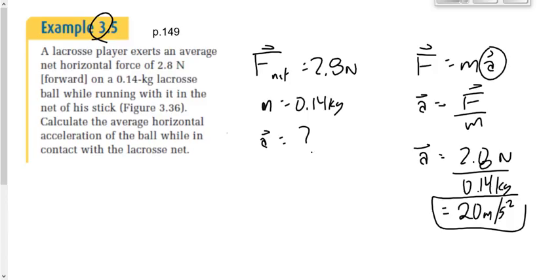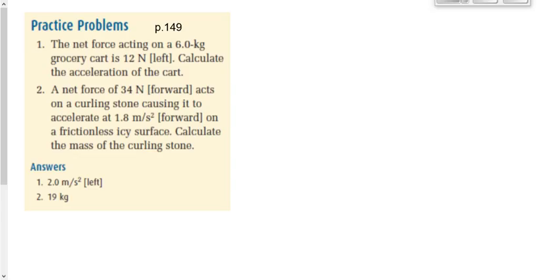And if what you try first doesn't work, what should you do? Try again. Just don't use what? Group A. Don't use group A. Don't use V equals d over t, because as long as it's accelerating, you have to use group B. All right, take a look at these two questions on page 149, and when you're done, you're done for the day.